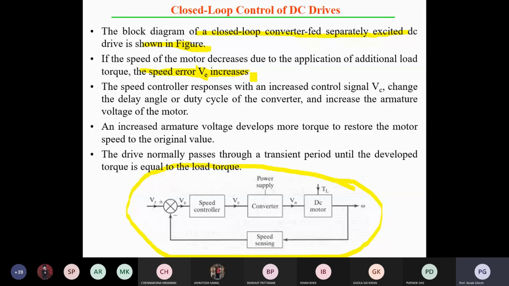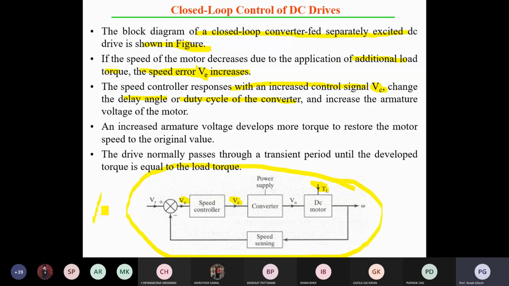If the speed of the motor decreases due to the application of an additional load torque, TL, which is your additional load torque, the speed control responds with an increase in the control signal VC. VC is your control signal and it changes the delay angle or the duty cycle of the converter. If the error has changed, the value of VC also changes. Basically VC is a DC value, and you are comparing the DC value with a triangular waveform.